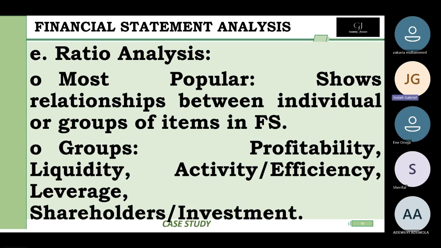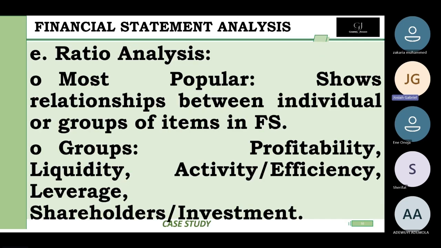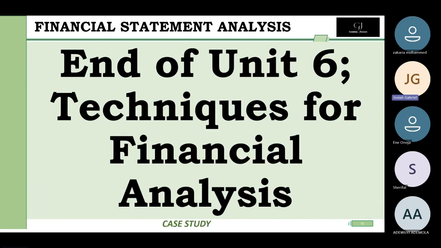Also, ratio analysis, which is most popular and what you do in the exams, shows the relationship between individual or group items in the financial statement. So the groups speak to profitability ratios, liquidity ratios, activity or efficiency ratios, and also leverage or shareholders or investment ratios. So it highlights key performance indicators and changes in financial conditions. This is what ratio analysis does. So those are the techniques for financial statement analysis, and that will be it for this unit.